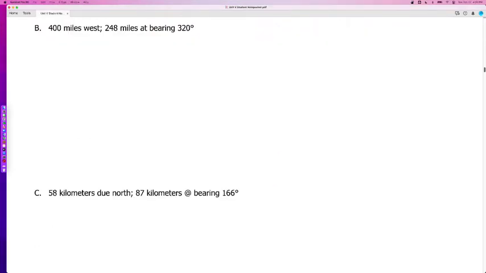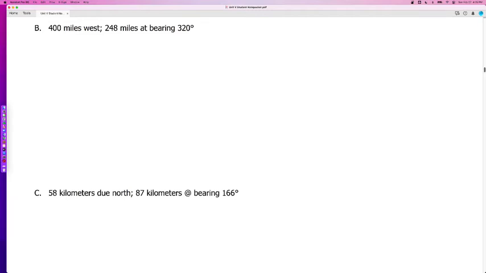All right, the second problem we have here is 400 miles west. So again, it's kind of like the due south one. Due west means we're going to be going straight to the left. And then from there, we'll go 248 miles at a bearing of 320 degrees. So the first vector is going to go left, and the second vector is going to go up and left with 320 degrees.